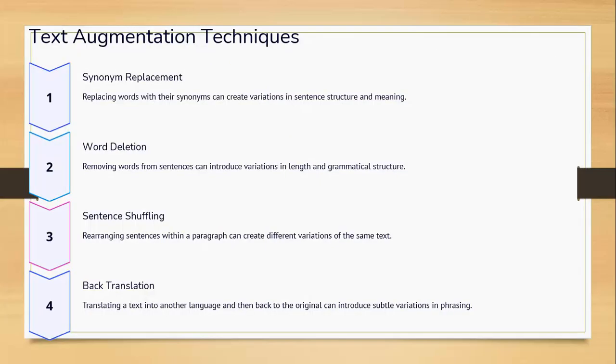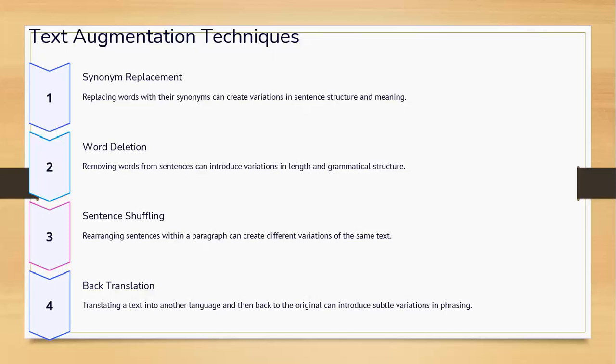And text augmentation techniques: we already discussed synonym replacement. What does synonym replacement mean? We replace words with their synonyms. For example, for a single word with multiple meanings, instead of writing the same words, we create the same sentences with similar meaning. That increases the size of the data. And word deletion: sometimes varying the length and grammatical structures may form different sentences and increase the size of the data.